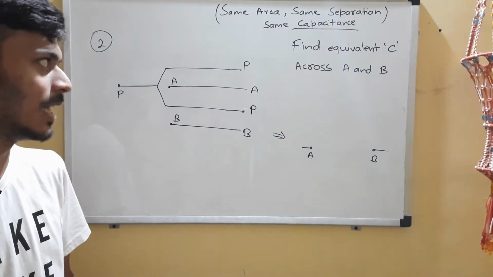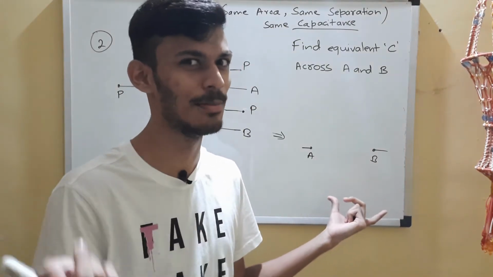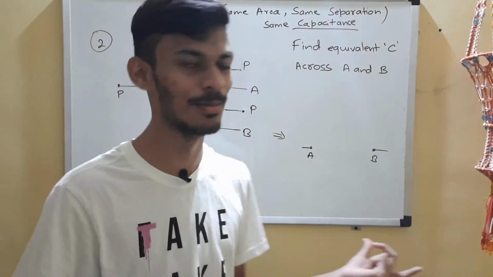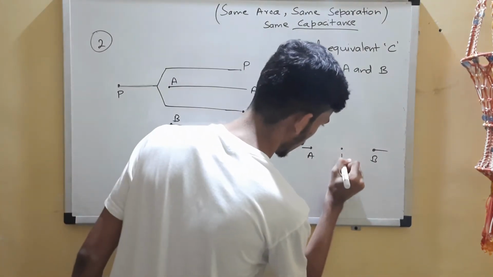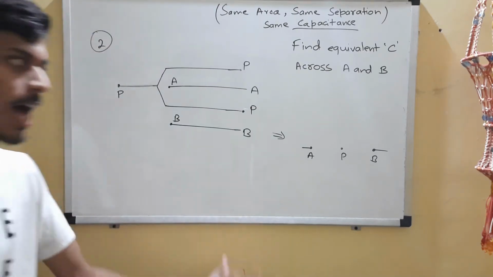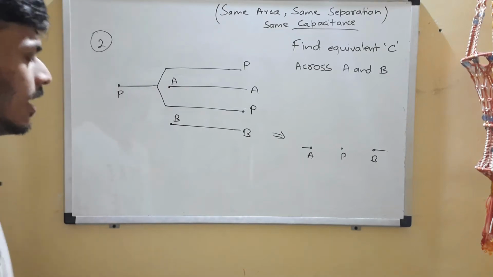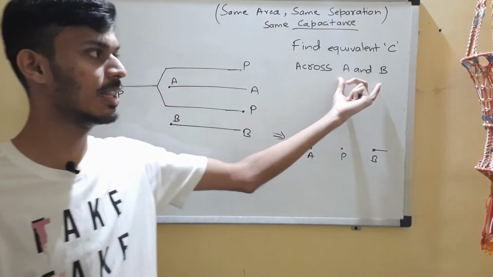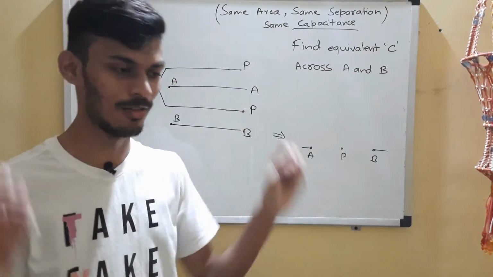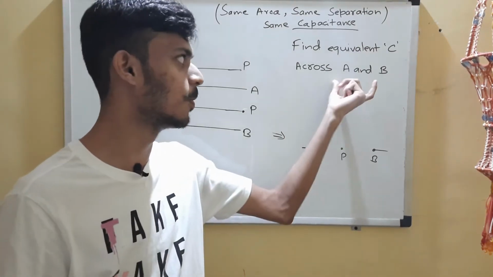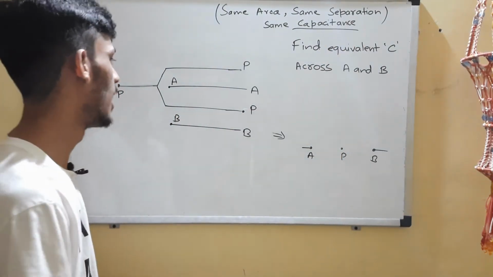And where will you place it? You'll place P somewhere between A and B, because you know A and B are to be treated as terminals. So take them as terminals, and place P somewhere between them. Even if you have more points P, Q, R, S, you can place them between A and B. Always remember that. Always place all the other points between the 2 terminals across which you are asked for the capacitance. Anyways, let's come back.